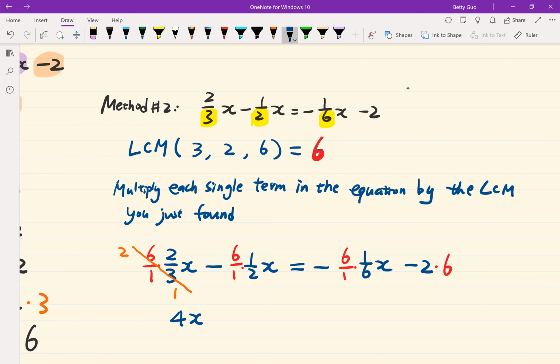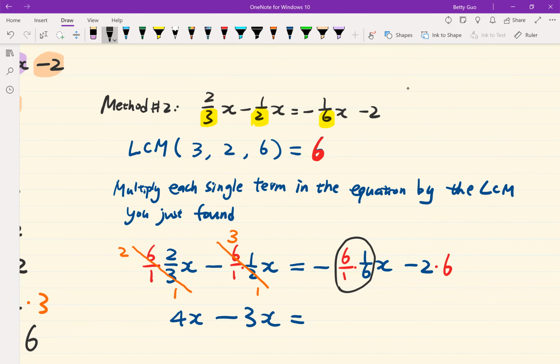Okay, let's see the second term. Let's see this part. Diagonally, 2 is gone. 2 is a factor of 6, so 2 becomes 1, 6 becomes 3, correct? So what's the second term? The second term becomes negative 3x, correct? Negative 3x. Do you see that? On the right, you see how convenient this is. 6 over 1 times 1 over 6. The two numbers are reciprocals. What's their multiplication?